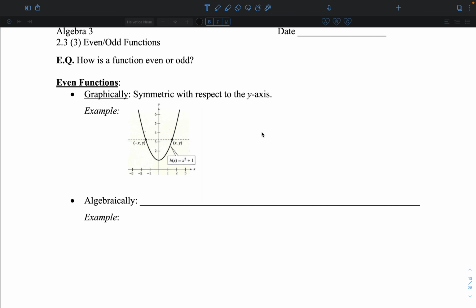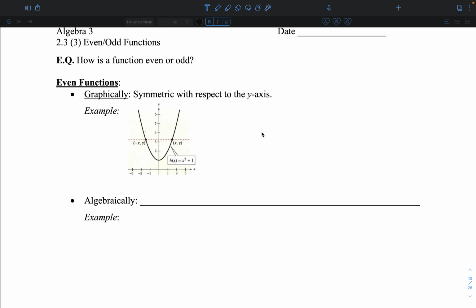The first thing I want to say is that whether a function is even, odd, or neither goes back to symmetry. If you remember, we looked at symmetry before, and the process we're going to use to determine if something is even or odd goes back to the process we used to determine if a function was symmetric with respect to the x-axis, y-axis, or origin.